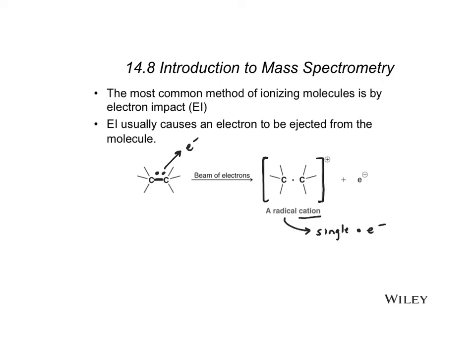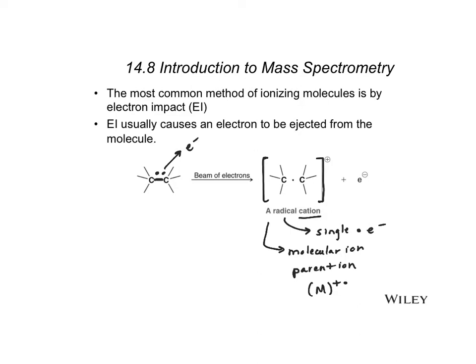This radical cation has a lot of other names. Specifically, it has the name molecular ion. Another name that they call it is the parent ion. And a way that they abbreviate it is this M in parentheses with a plus and then a dot. So again, that's representing this radical cation, our molecular ion.